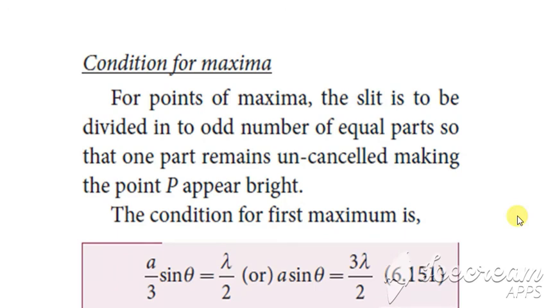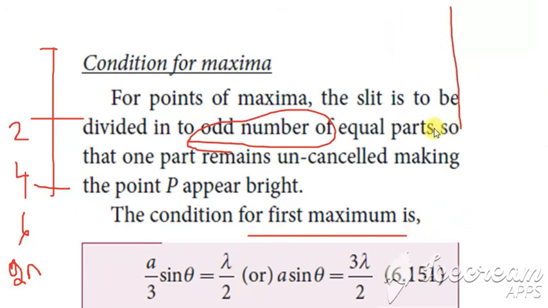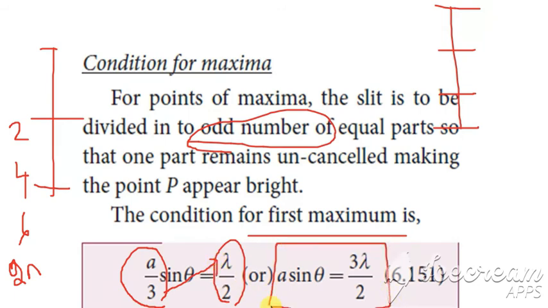Same way, next we are going to find for the maximum. Okay, so for the points of maximum, the slit is divided into odd numbers. Before this we were finding for the minimum, and so we divided into even numbers such as 2, 4, 6 and n, that is 2n. Here it is going to be split into an odd number of parts. Okay, for the first maximum to appear, we are splitting that into 3 parts. And so we are writing A by 3 is equal to lambda by 2. So the 3 comes here, and so we get A sine theta, which is equal to 3 lambda by 2.